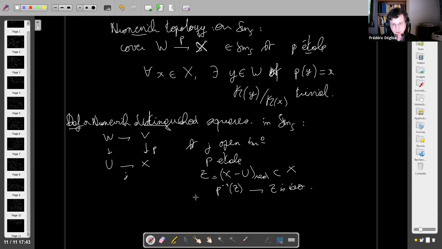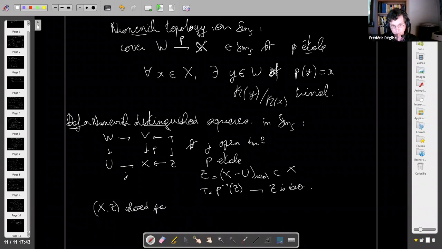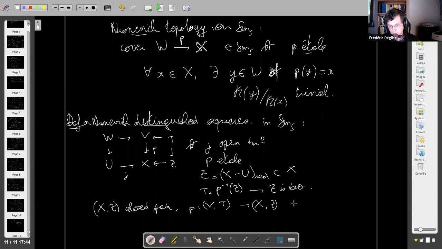I'm not sure I will use this, but I like to use also the notion of closed pair. So we say (X, Z) is a closed pair when X is a smooth S-scheme and Z is just a closed subscheme. We say that the map p from (V, T) to (X, Z) is an excisive morphism of closed pairs. It's useful to formulate some of the properties.